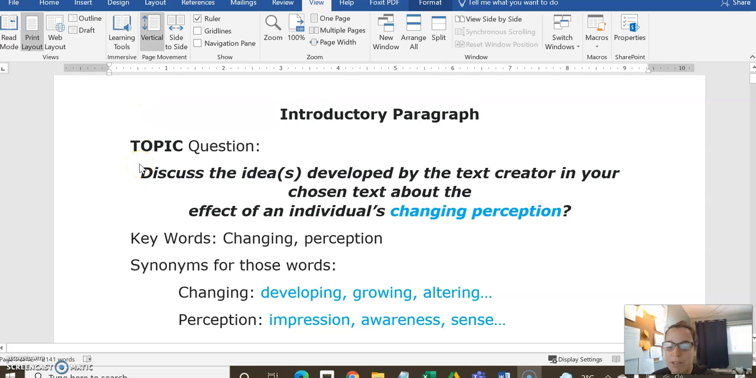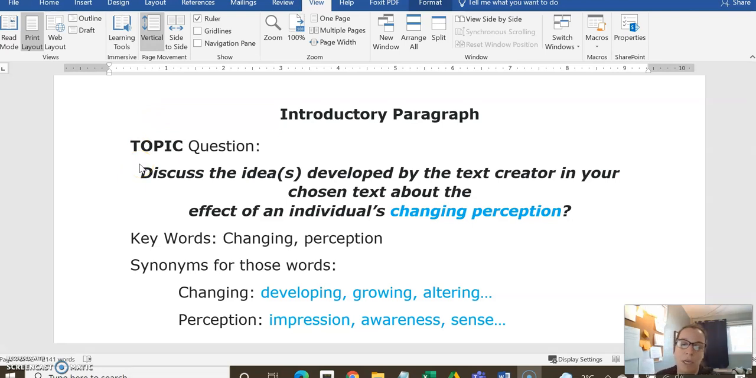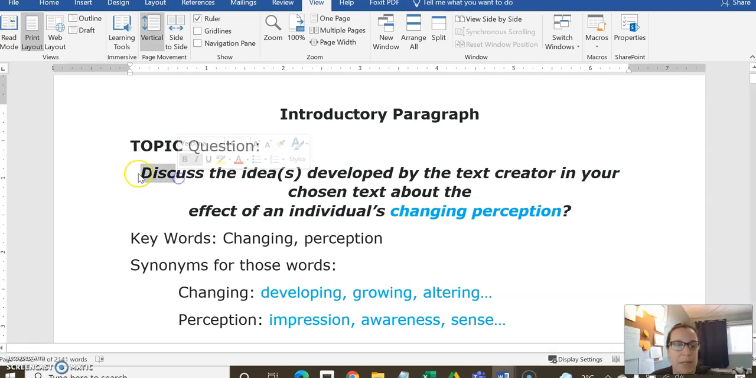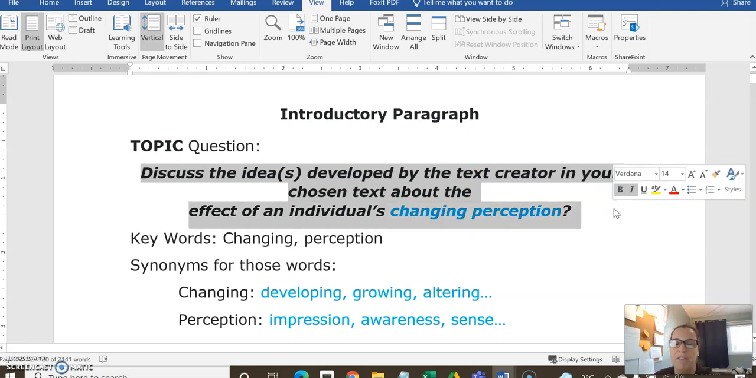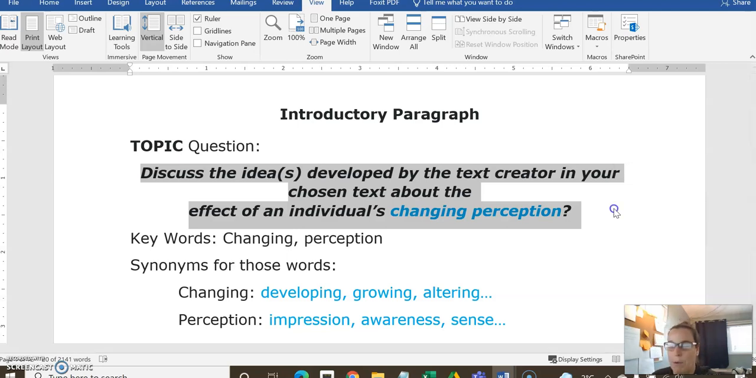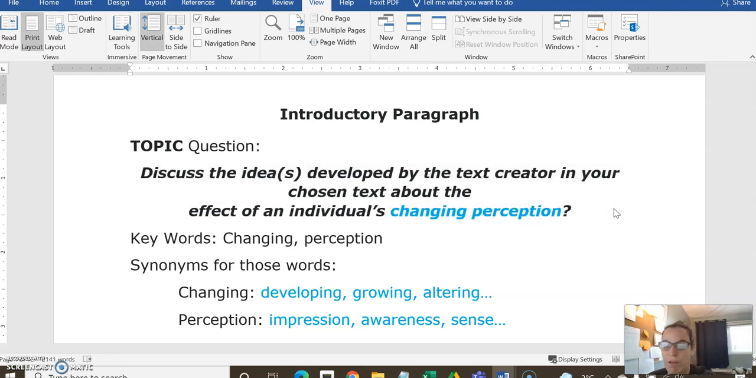So the first thing we always have to look at is, what is our topic question? What are we supposed to be writing our essay about? So the topic question we're going to discuss here is, discuss the ideas developed by the text creator in your chosen text about the effect of an individual's changing perception. And so whenever we look at a topic question like this, we always want to make sure we look for the really important words. And so I've put those in blue here. So the words changing and perception are the 2 keywords in this question.